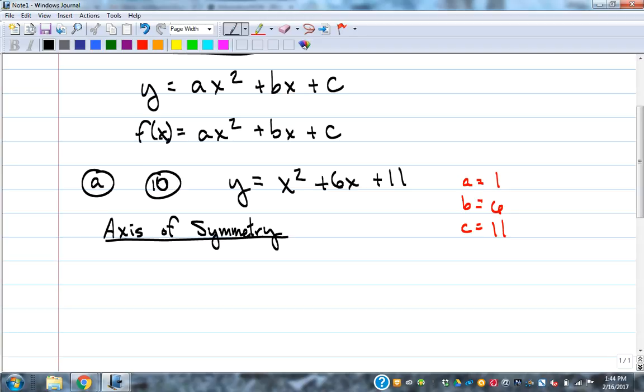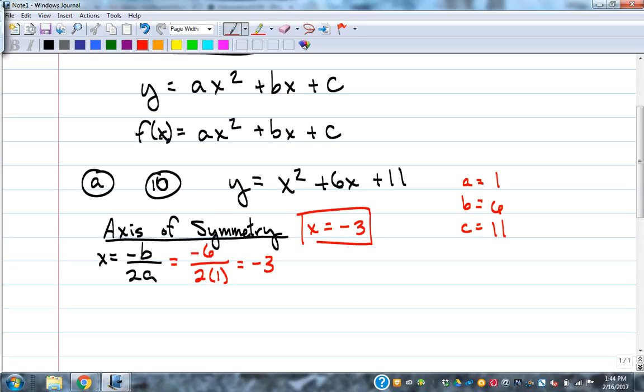There is a formula for that. Right there on your sheet, it says x equals negative b divided by 2a. All right. So we're going to take the b and the a that we have in this equation and just calculate that. So that'd be negative 6 over 2 times 1, which equals negative 3. The axis of symmetry is this line, x equals negative 3.